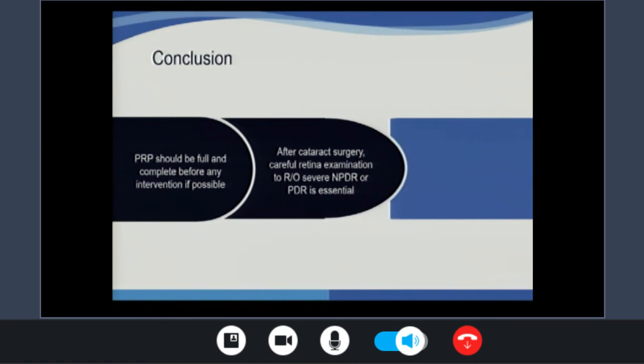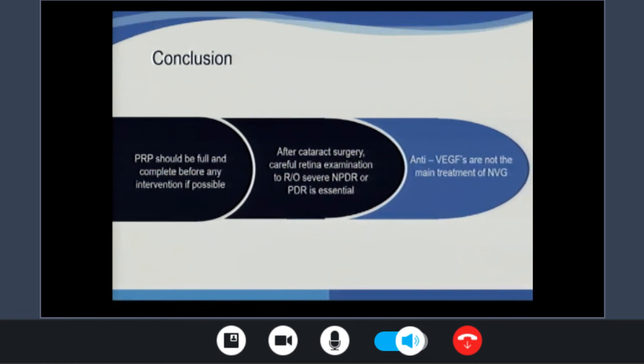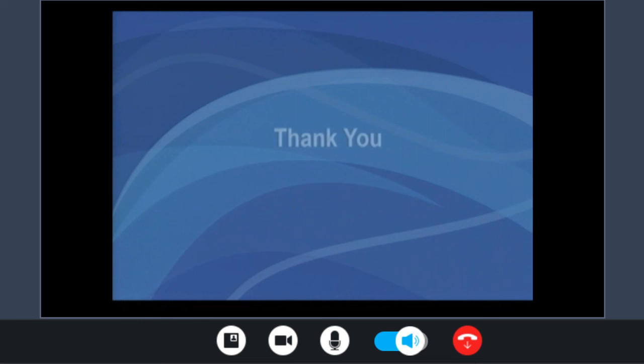And you have to know that anti-vascular endothelial growth factors are not the definitive treatment of neovascular glaucoma. However, they help to regress the vascularization more rapidly, and they give a window for the definitive treatment to be instituted. Thank you very much.